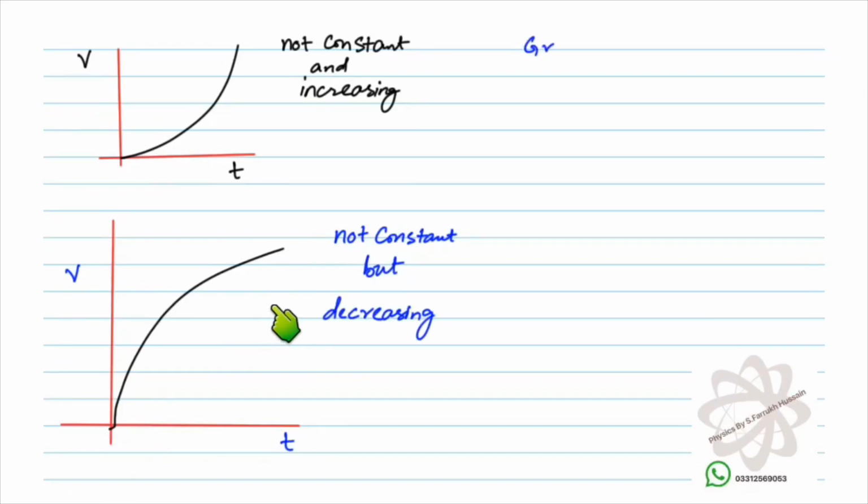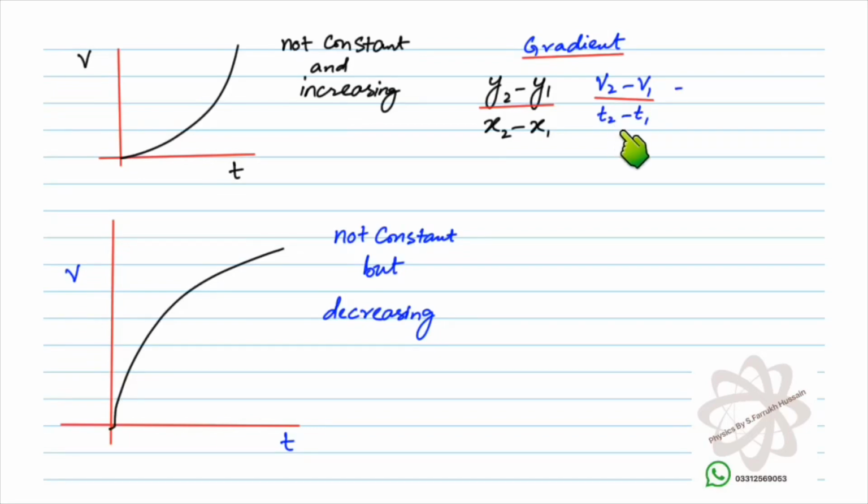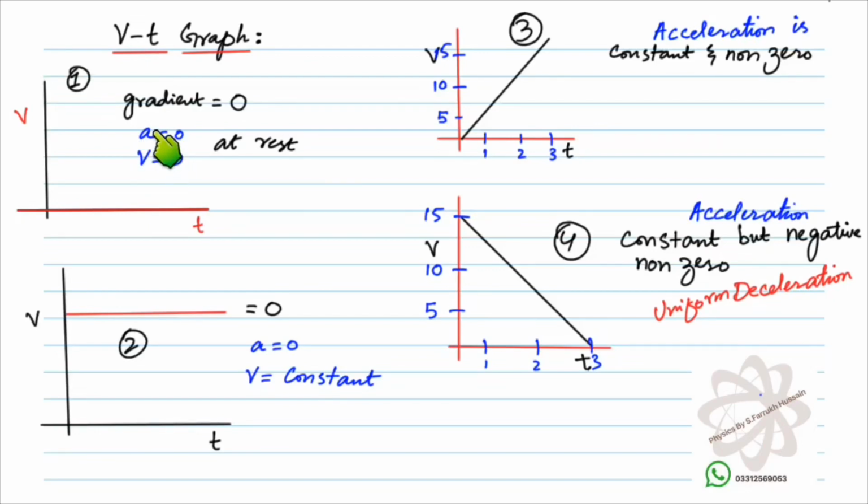The formula for gradient is y2 minus y1 upon x2 minus x1, but in this case we will apply v2 minus v1 upon t2 minus t1, which is actually acceleration. Now if the gradient is 0, which means acceleration is 0. Now in these two cases, both graphs have 0 acceleration, but in graph number 1 the velocity is 0, but in graph number 2 the velocity is not 0 but constant, which means 0 acceleration has two definitions.